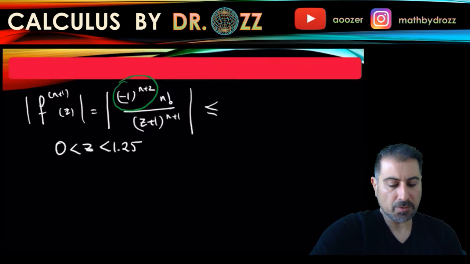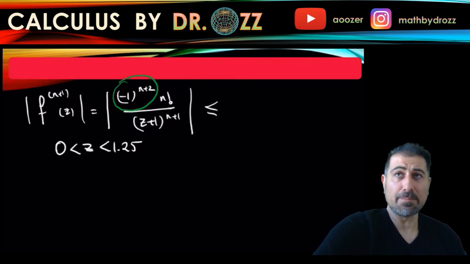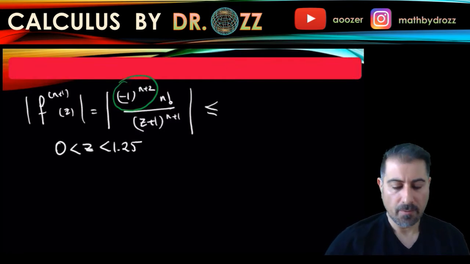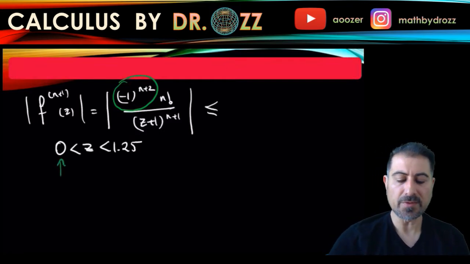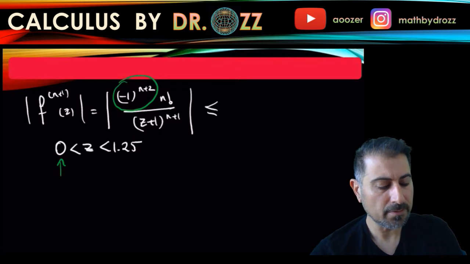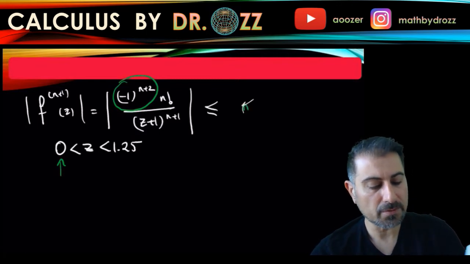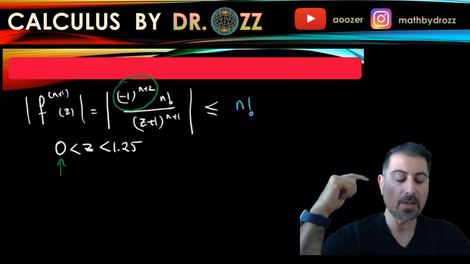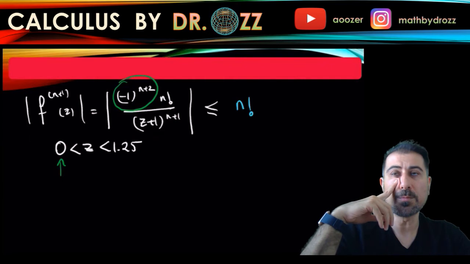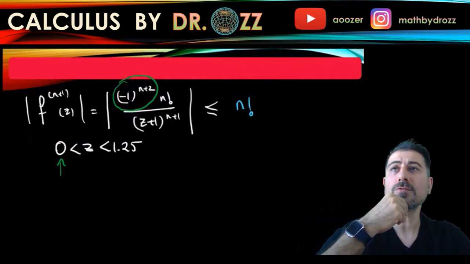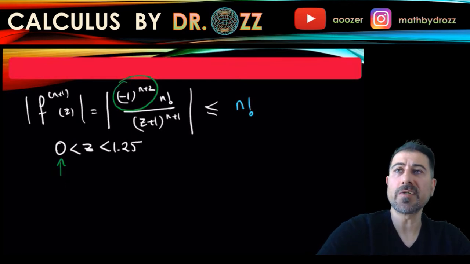So we want the bottom smaller to majorize this quantity. How am I supposed to choose z so that the bottom is going to be smaller, so that the overall fraction is going to be larger? Well, that happens with the lower bound of z here. So if z is 0, let's say, then this quantity is going to be less than n factorial, because the bottom becomes (0 plus 1) to the power of n plus 1. So that's 1. Okay, so this is a very nice bound for the n plus first derivative evaluated at z.